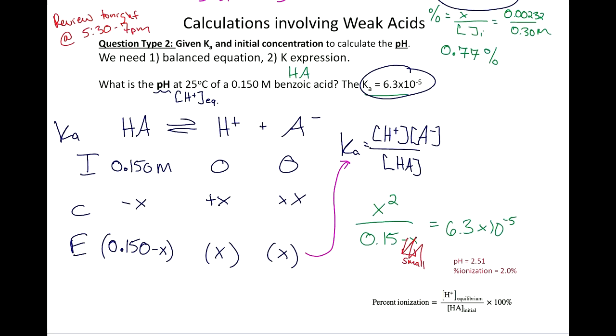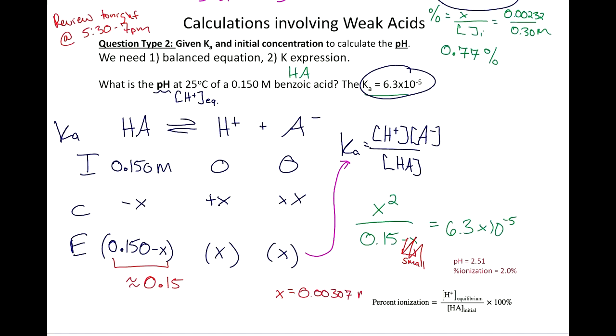So basically we're saying that 0.15 minus x is essentially the same as 0.15. It's the same number. Because we're subtracting such a small number, let's just go ahead and get rid of that minus x on the denominator so it makes it easier for us to calculate. Now it is not a quadratic, it's simply just algebra and a square root. All right, so to calculate x, we take that Ka value given times 0.15 and take the square root.